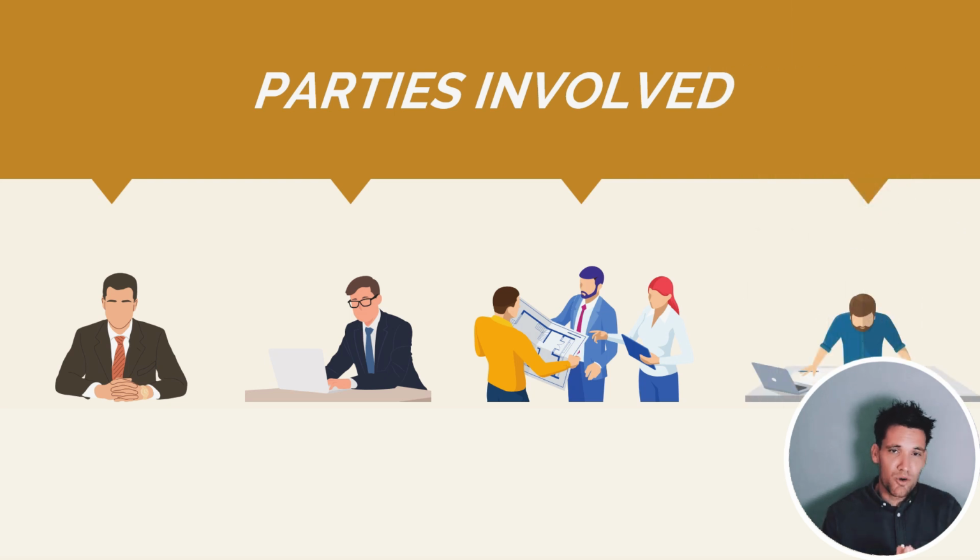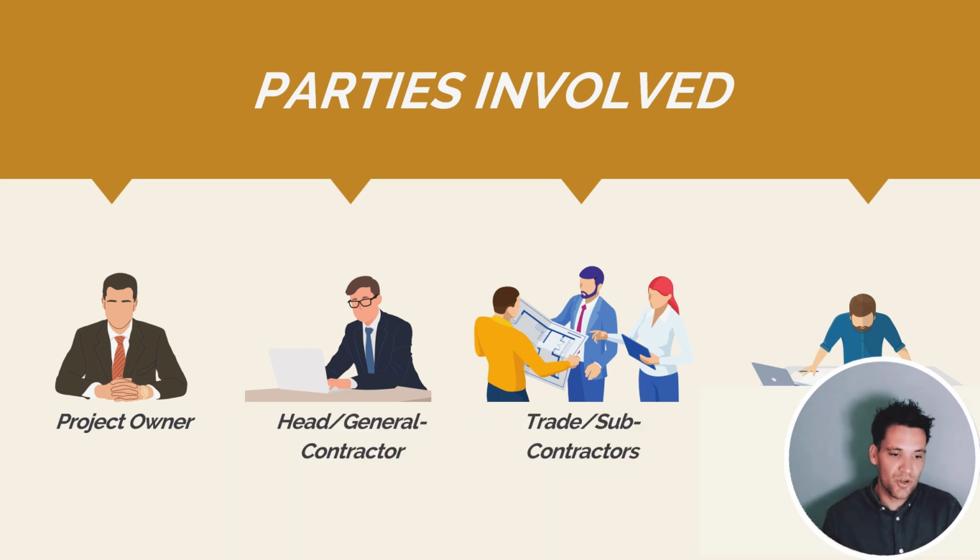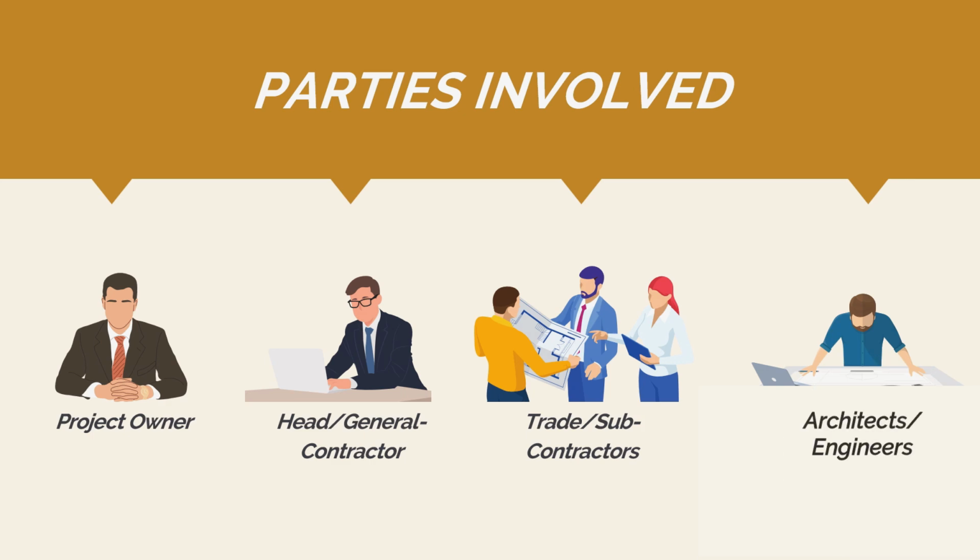And within each of these models, the key thing we're going to look at is the structure of how all the different parties are engaged and who engages who. So the parties involved in any project delivery will be the project owner or developer, the head or general contractor, trade and subcontractors, and architects or engineers.